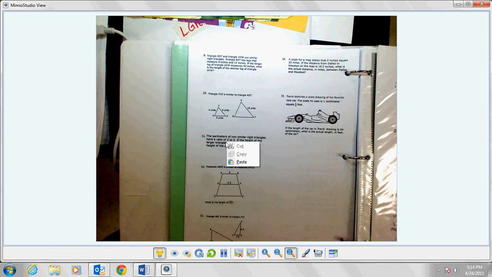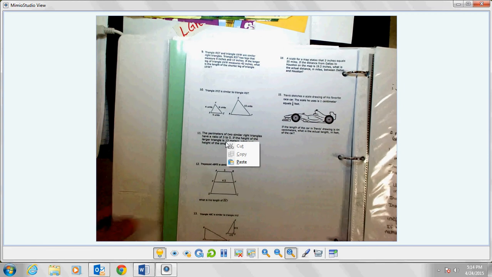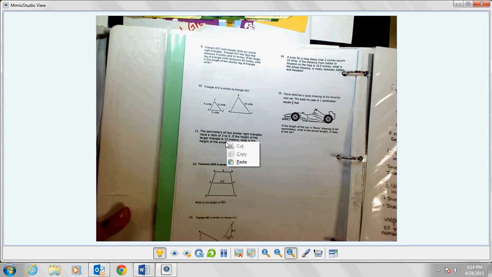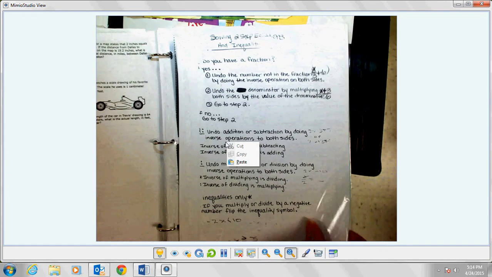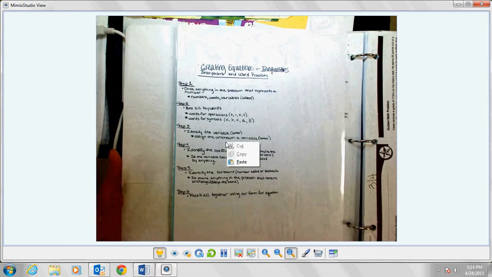Next on the list is your, oh goodness, lost my place, is your equations and inequalities notes. So there's the front and then the back side.